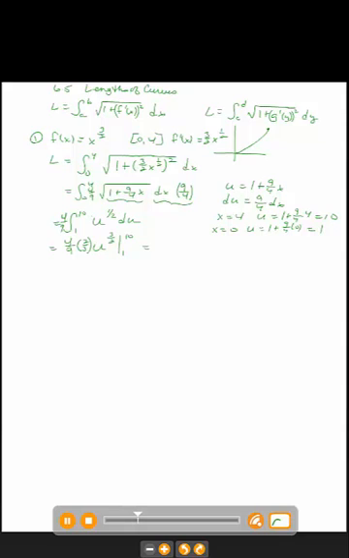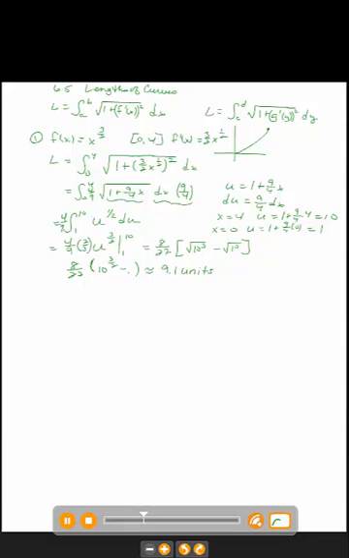And now you're going to plug and chug your way through here. This is going to give me 8/27 to start. And then I'm going to have the square root of 10 cubed minus square root of 1 cubed, which just gives me 8/27 times 10 to the 3 halves, I can't really do anything with that, minus 1. Putting that in my calculator, I get about 9.1, and these would be units. It's whatever your measure of length is.